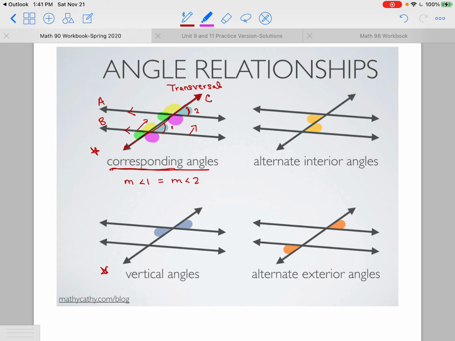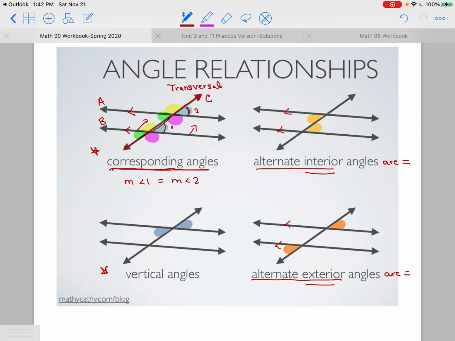One of the other ones here that you guys will be using is this idea of alternate interior. So we have alternate interior and we have alternate exterior. Alternate interior angles are also equal. I'm just going to add this, so are equal. Alternate exterior angles are equal in measure. So once again, these have to be parallel lines that we're talking about, and then we have this transversal that goes through them.